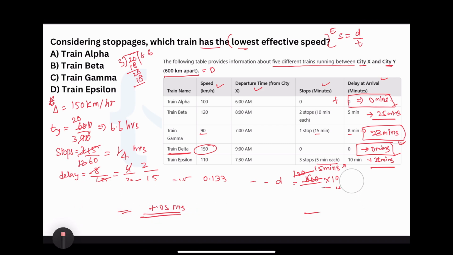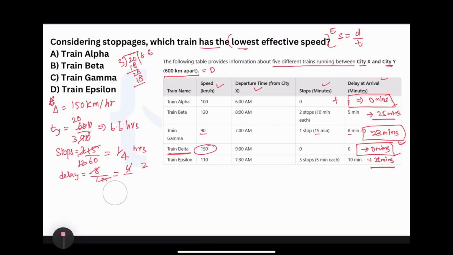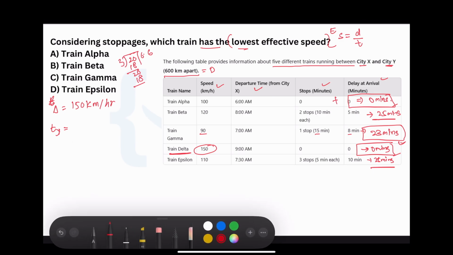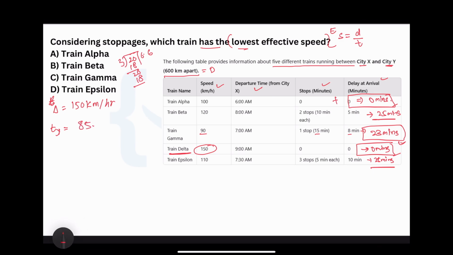So let me remove this calculation. I hope you got a vibe how to calculate this. So 85 kilometer per hour would be 85.1 kilometer per hour. You get time as gamma. So if again it is 0, you will get this 100. So train alpha is also 100 kilometer per hour. So I can conclude that train gamma would definitely give me less time.